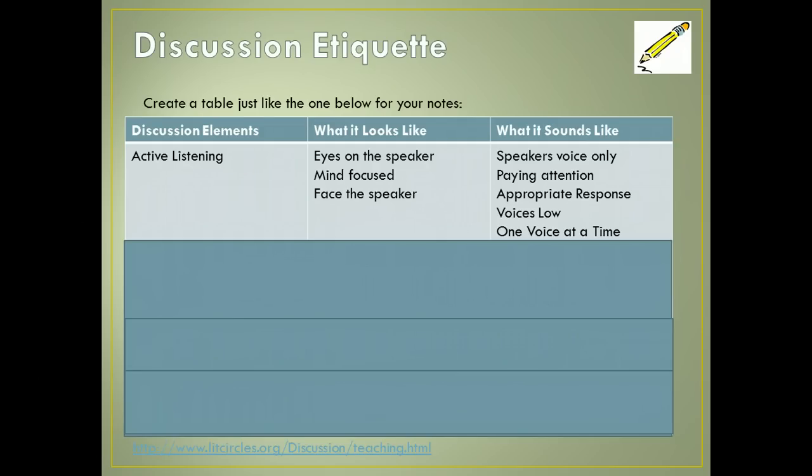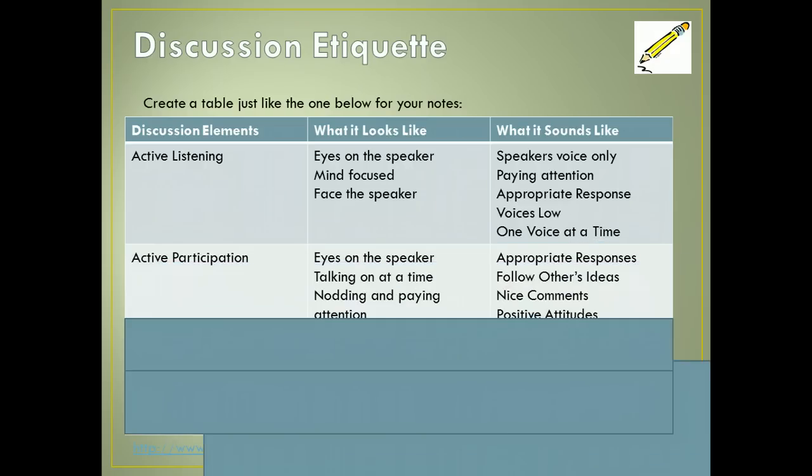So as far as active listening is concerned, everybody should have eyes on the speaker, the person talking. Your mind should be focused and you should be facing that speaker, not turned around talking to someone else across the room. It should sound like really one speaker's voice only. You should be paying attention. There should be appropriate responses. Voices should be fairly low and really one voice at a time. Try really hard not to talk over the top of one another.